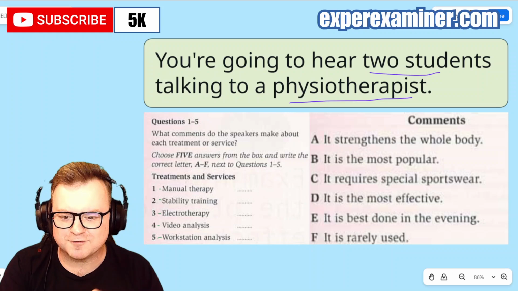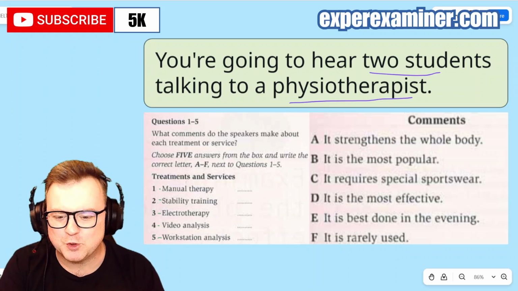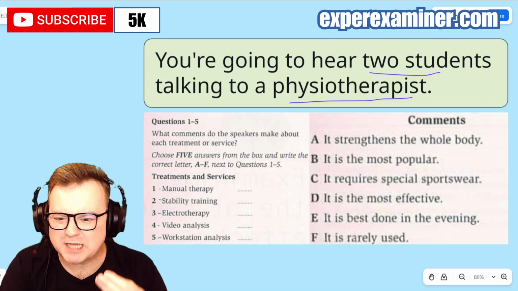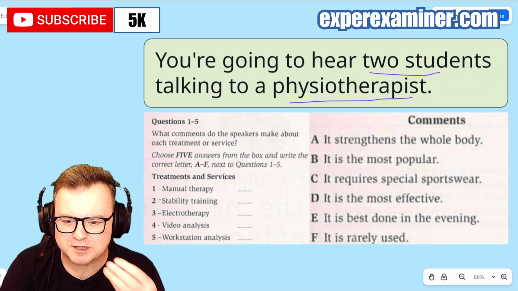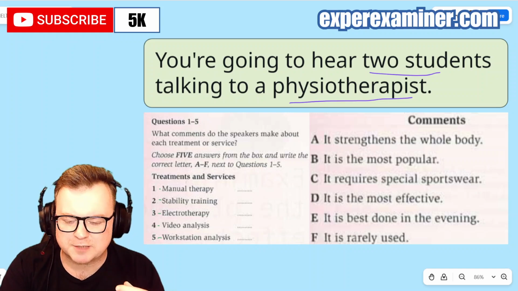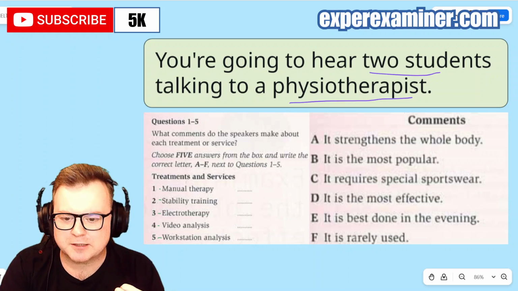I know video analysis. And workstation analysis, no idea what that is. But these terms, I don't need to paraphrase them. They look like frozen, fixed terms, and I would expect to see and hear those words precisely without any paraphrase. I would expect to hear those words exactly as they appear.